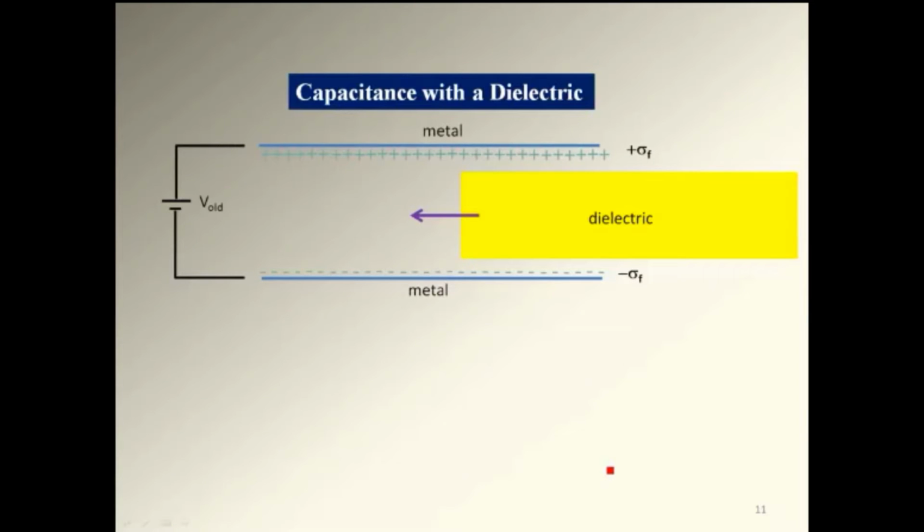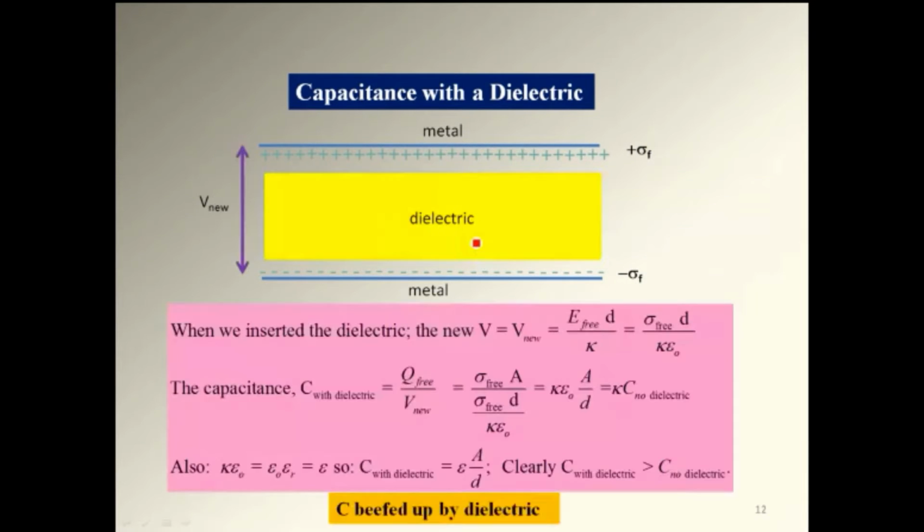Let's look at capacitance now. This is really one of the major applications of dielectrics. So we have a dielectric that we're going to slide into this system. We've charged it up and taken the battery off. We have these fixed charge densities. So we shove the dielectric in. We're interested in what is the capacitance.